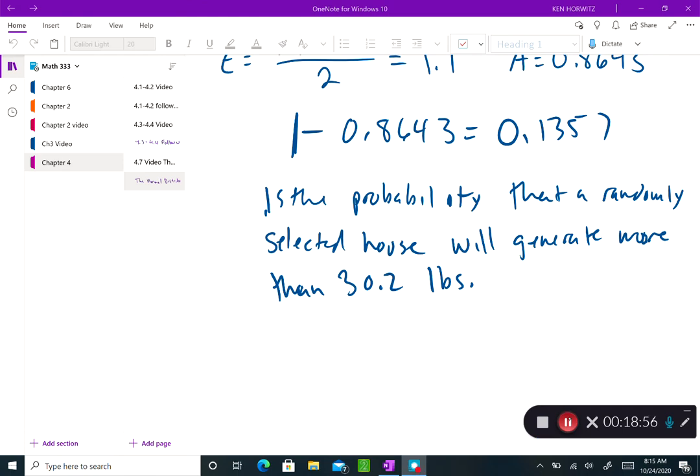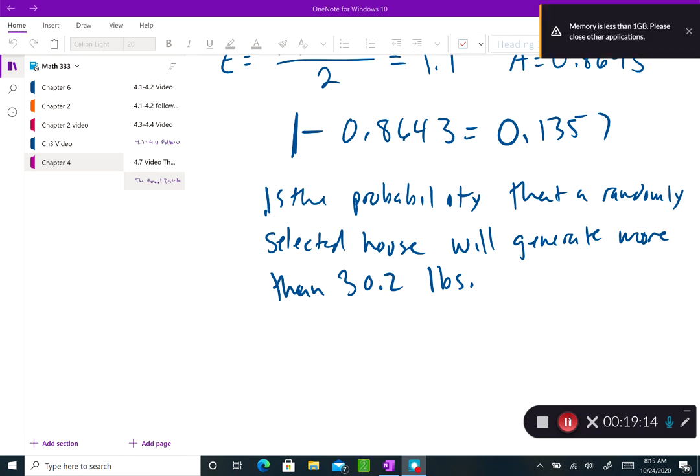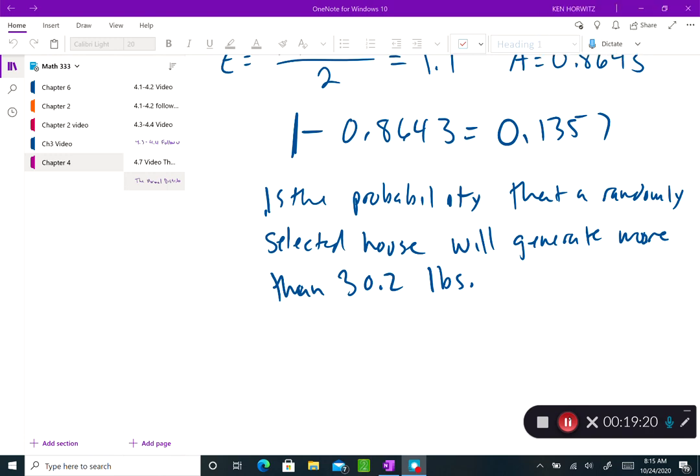All right, so here are just a couple of examples of different situations you might find yourself in. We had one where the area was less, so we found the area to the left. We had one where we wanted to find the probability greater than, so we found area to the right. And we had one where we had the area and we needed to find the z-score. Between these situations, this is most of what you're going to find in your homework, and most of what you're going to find in your class.